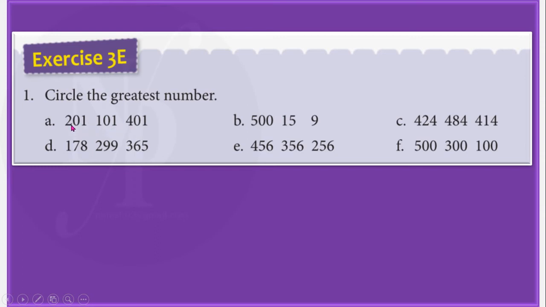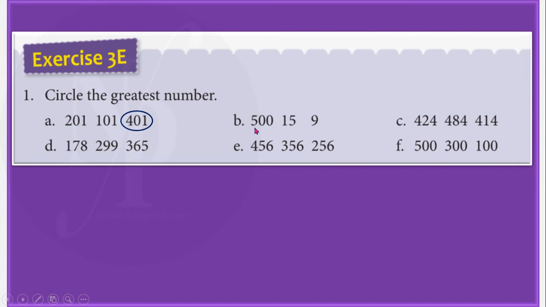And when we compare 201 with 401, here we have 4 in hundreds place, and here we have 2 in hundreds place, and 4 is greater than 2. Therefore, 401 is greater than 201, and hence 401 is greater than both 201 and 101, and hence we need to circle the number 401 to indicate this is the greatest number among the given 3 numbers.